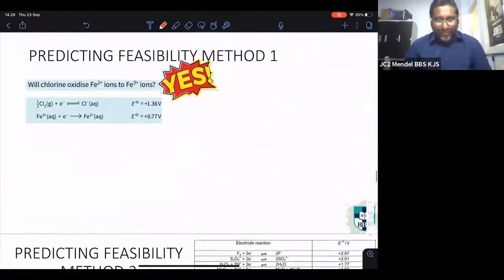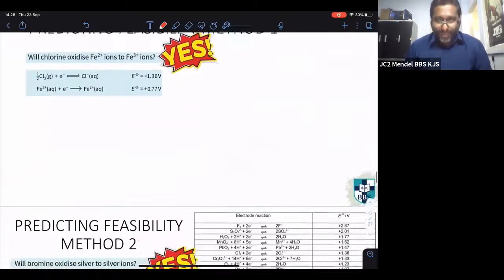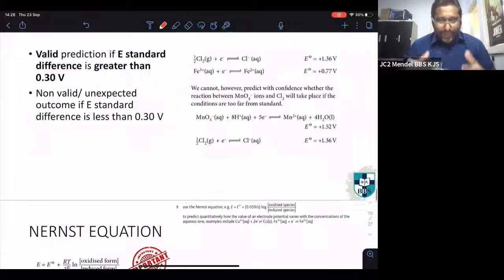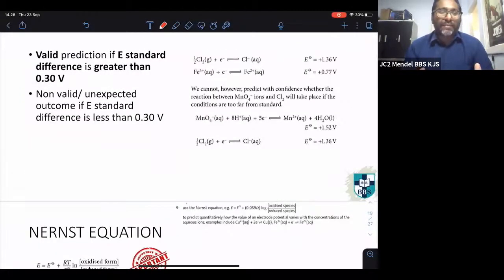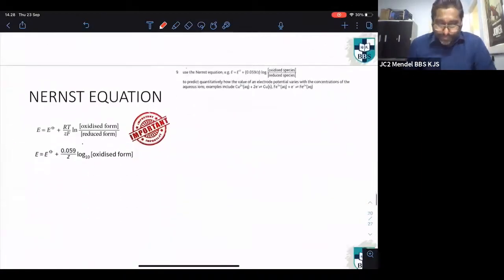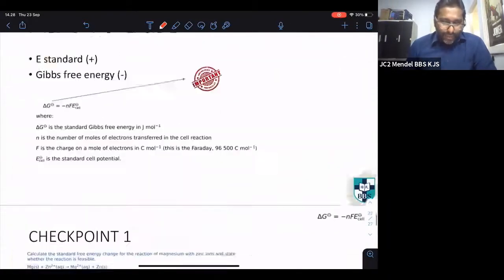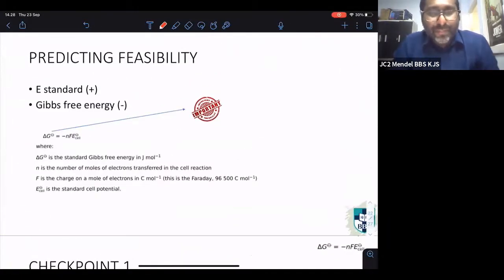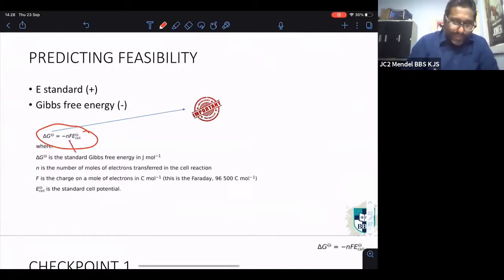If you do the feasibility method, two methods, and then how to predict, we have done this. It's valid if it is going to be greater than 0.3. We have done the Nernst equation, and there is this part that we couldn't cover in the previous lesson, but I have done a video on this. You can also go through this. The formula is Gibbs free energy is negative nFE, n being the number of moles of electrons. So this is going to be very important.